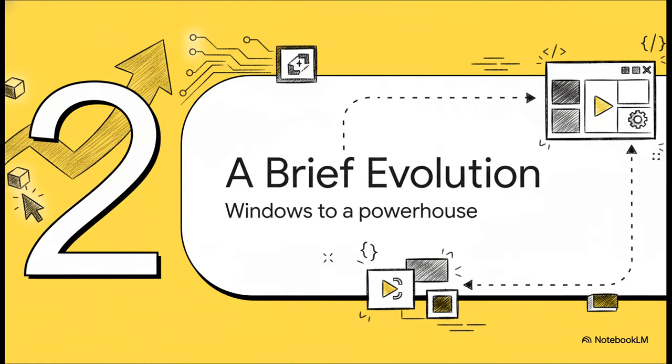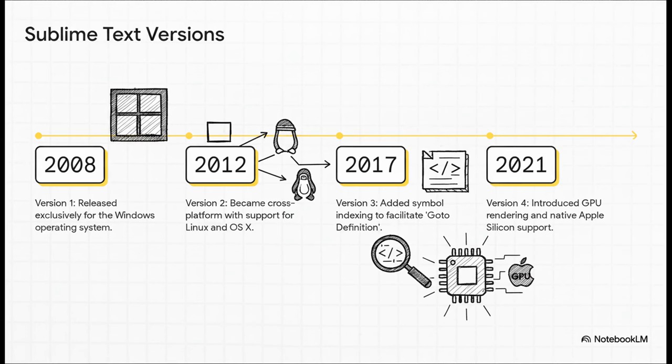You know, Sublime Text didn't just appear out of nowhere, fully formed. Its journey from a niche little app to a major player on the scene, well, it actually tells you a lot about its core philosophy. It all kicked off back in 2008. Version 1 was a simple, fast, tab-based editor, but it was only for Windows. The real game changer was 2012, when version 2 went cross-platform. All of a sudden, Mac and Linux developers could get in on the action.